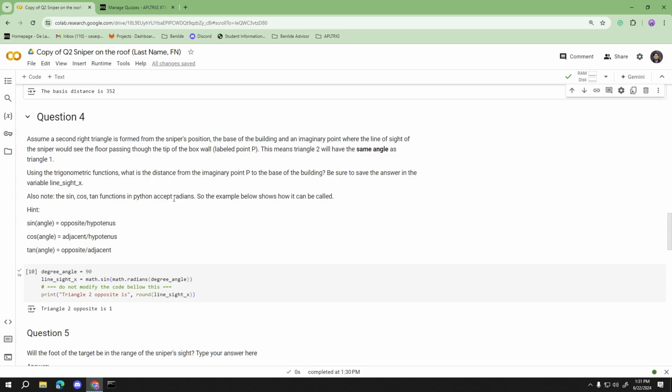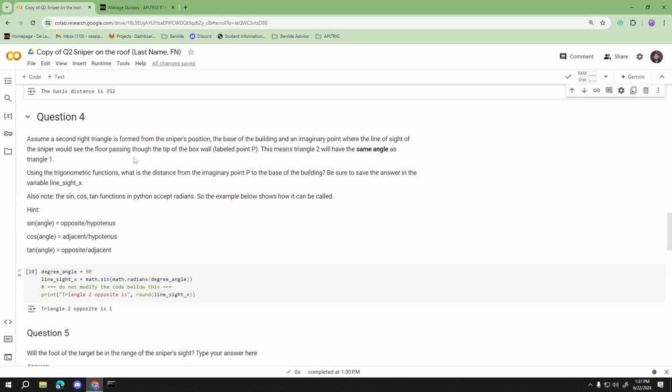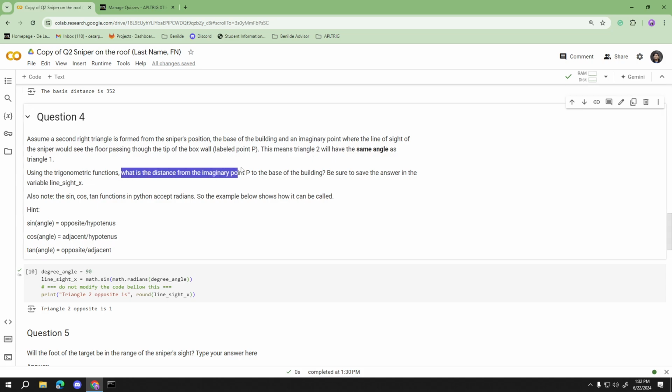Be sure to save the answers. So this part, you need a bit of trigonometric functions. That's why I've put it down here. I've written here the hint. Sine of an angle is opposite over hypotenuse. Cosine of an angle is adjacent over hypotenuse. Tan of an angle is opposite over adjacent. So again, what do we look for here? What is the distance from the imaginary point P to the base of the building?